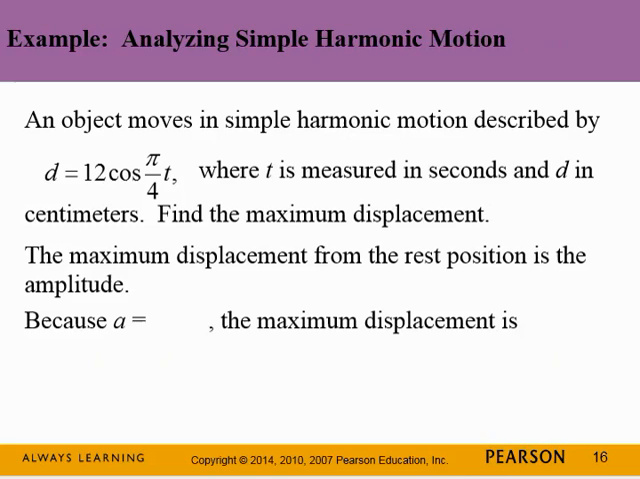So if an object is moving in simple harmonic motion described as d equals 12 cosine pi over 4 t, where t is measured in seconds and d is in centimeters, find the maximum displacement. So in this case, you have a is 12. So your maximum displacement is 12 centimeters.